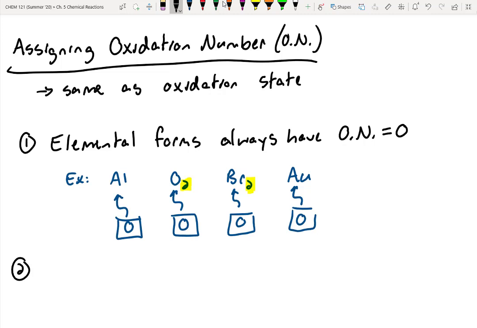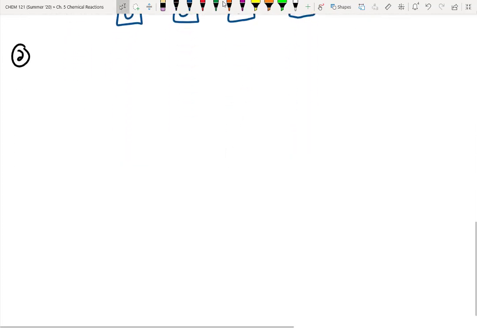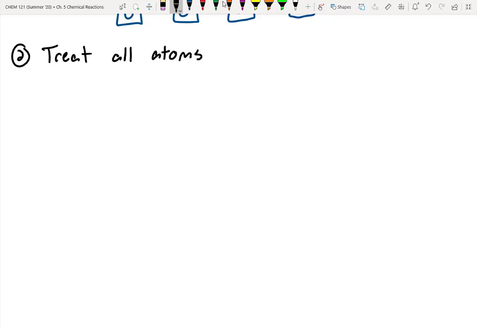Rule number 2 is to treat all atoms as ions, even if they aren't.